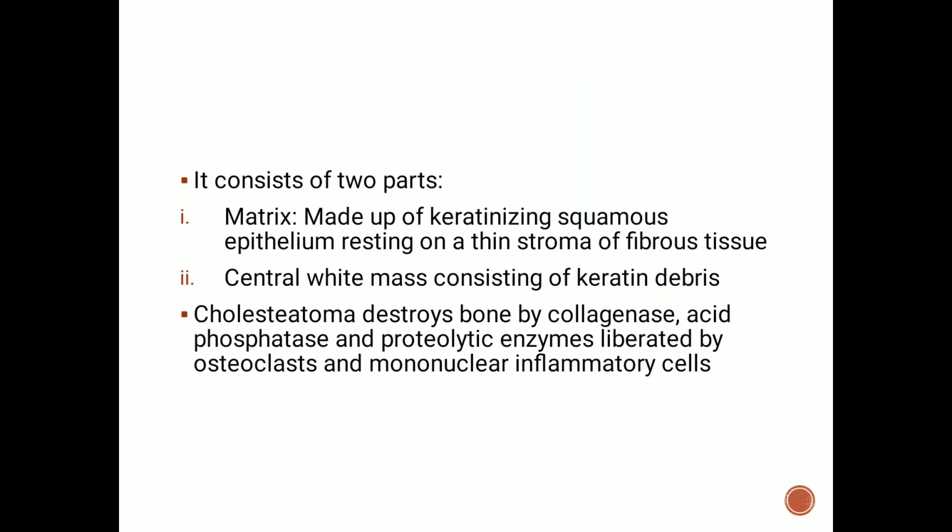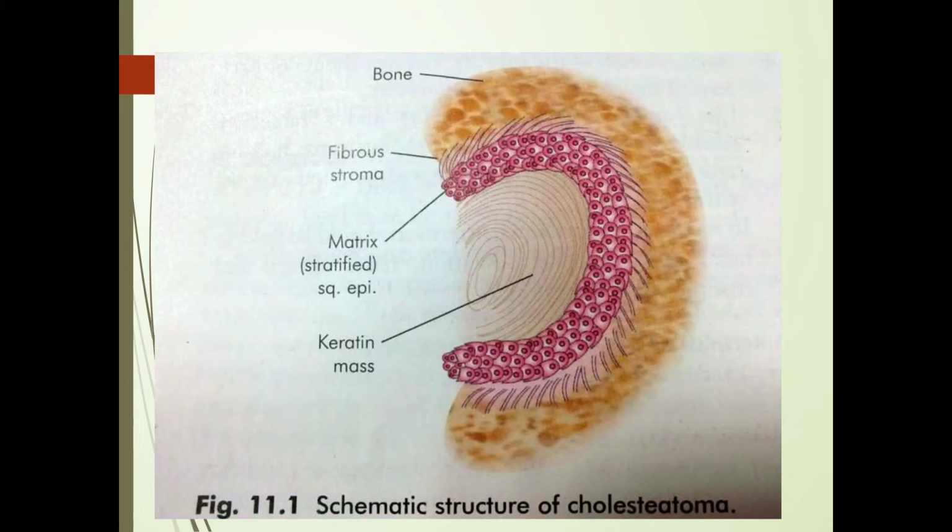It consists of two parts: matrix, made of keratinizing squamous epithelium resting on a thin stroma of fibrous tissue, and a central white mass consisting of keratin debris. Cholesteatoma destroys bone by collagenase, acid phosphatase, and proteolytic enzymes liberated by osteoclasts and mononuclear inflammatory cells. Keratin mass is surrounded by matrix of stratified squamous epithelium, surrounded by fibrous stroma and bone.